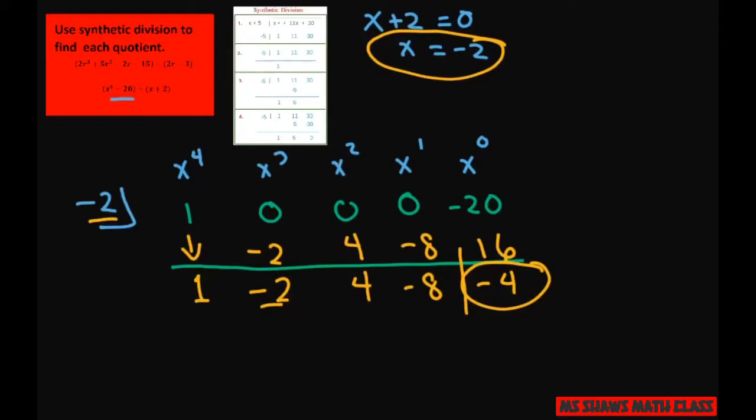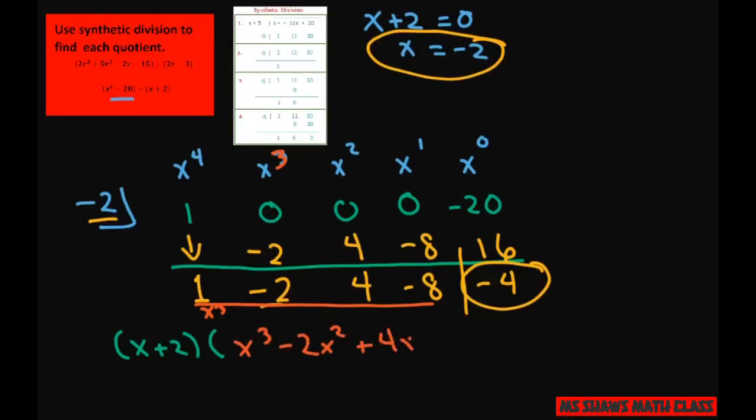So basically, we could say that x plus 2 times, and we're going to write this out, we go down 1. So this was x to the 4th, we start with x cubed. So this is x cubed minus 2x squared plus 4x minus 8, and then we add our remainder. In this case, we subtract it. That should give you your dividend, which is x to the 4th minus 20.